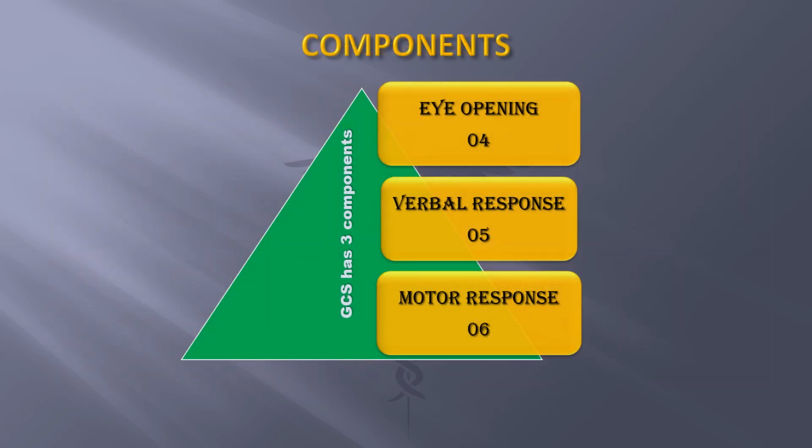Components. It has 3 basic components: EVM. Eye opening, for which the maximum score is 4; verbal response, the maximum score is 5; and motor response, the maximum score is 6. In total, it will be 15. So a GCS of 15 by 15 means the patient has a normal GCS score.